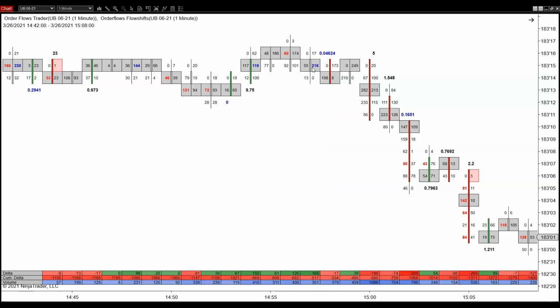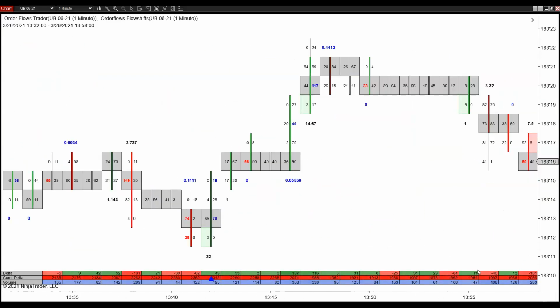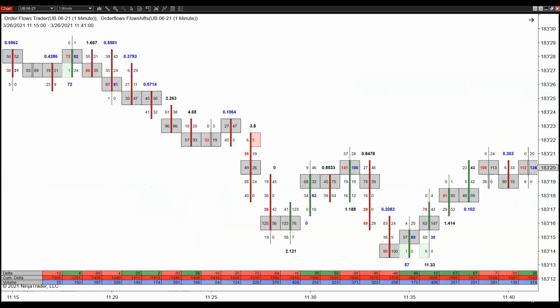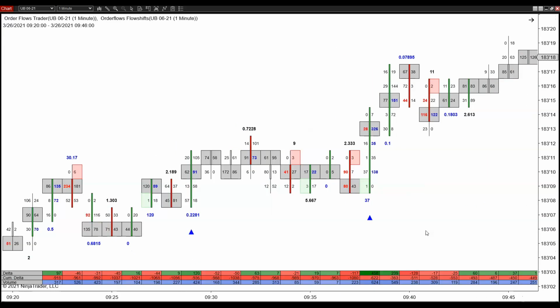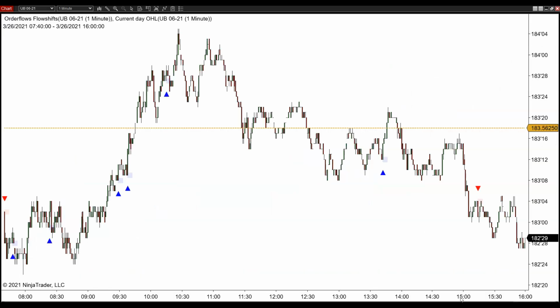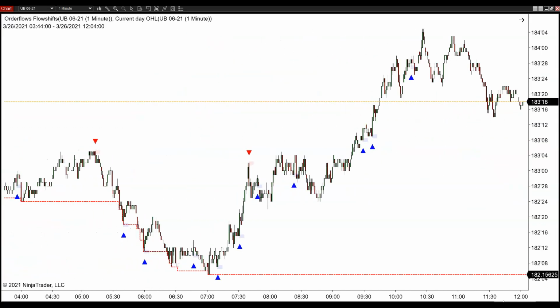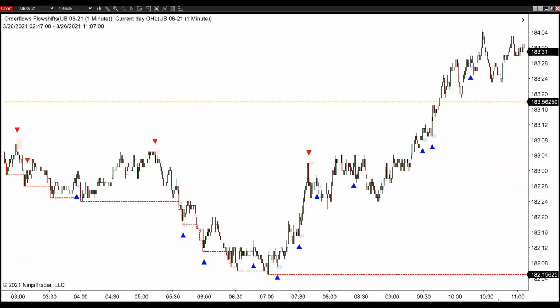So this is Ultra Bonds on the footprint chart. Like I said, Ultra Bonds is a great contract to trade. Not a lot of people trade it, and it's not meant for everybody. It trades 31.25 a tick, and it can move pretty quick sometimes. No matter what market you trade, always make sure you've got stops in.